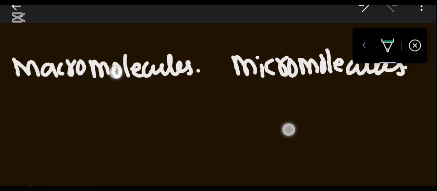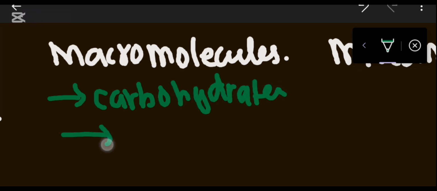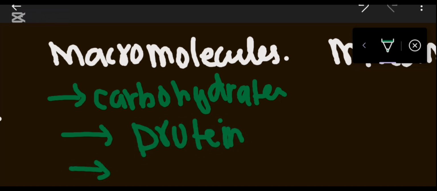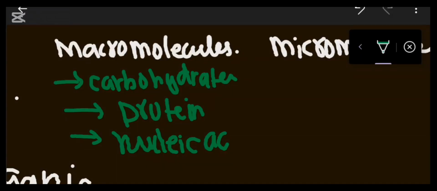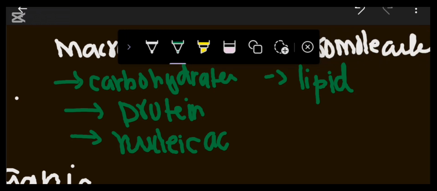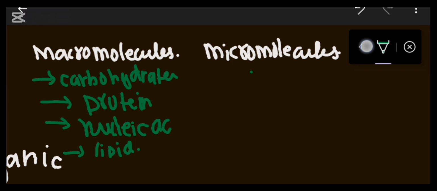So first of all we have macromolecules. Macromolecules include carbohydrates. Secondly we have protein. Thirdly we have nucleic acid. Lipid is not a macromolecule; however, lipid is a micromolecule. Let me write lipid over here. There's a huge story behind the lipid that we won't discuss because we are discussing this in one shot.